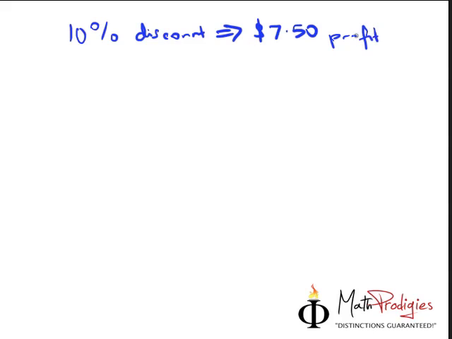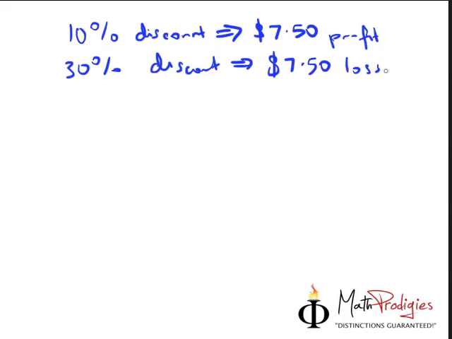So it says that at 10% discount, how much do I make? I make a $7.50 profit. But if I sell it at a 30% discount, how much do I make? I lose $7.50. So let's draw this on a number line to make it very simple.